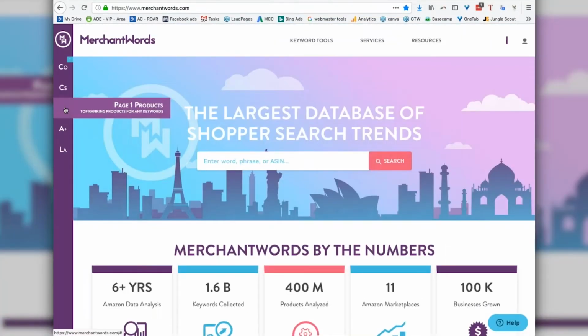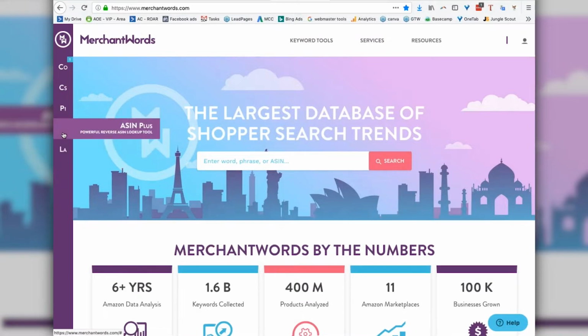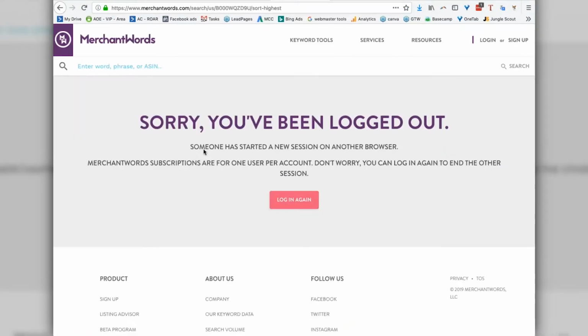So you've got a few different things you can do here. As you can see, all those. But let's just do the ASIN lookup, okay? Oh, logged out. Logged myself back in.